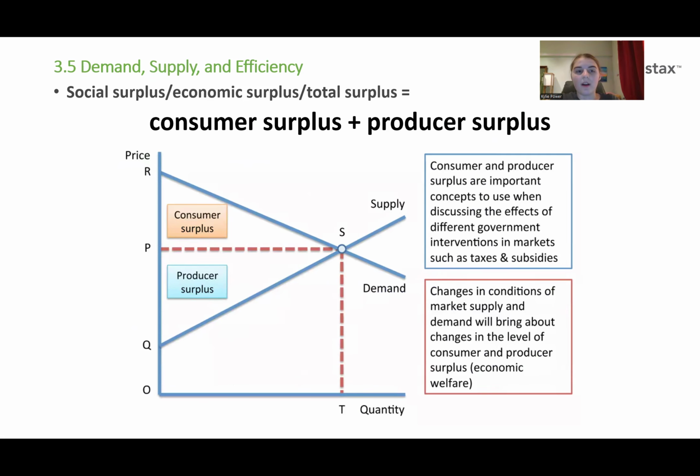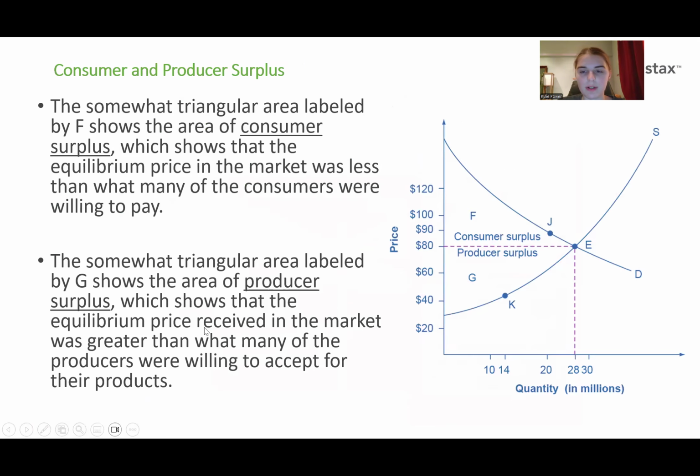So, our social surplus, our total surplus, is that consumer surplus and our producer surplus, right? So this is if we're producing outside of our equilibrium. If we're not at that perfect place, we're going to have some kind of excess or surplus. So in this case, our consumer surplus is all that stuff above our equilibrium. And our producer surplus is all that stuff below our equilibrium.